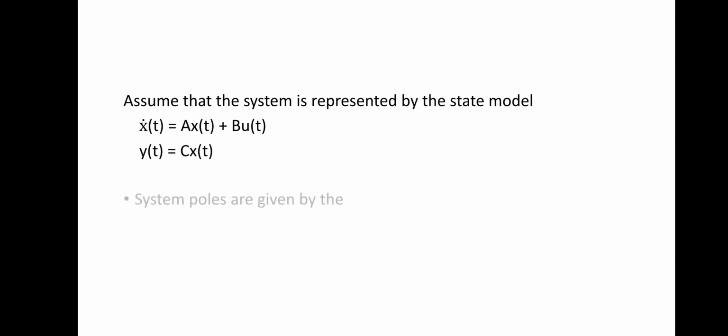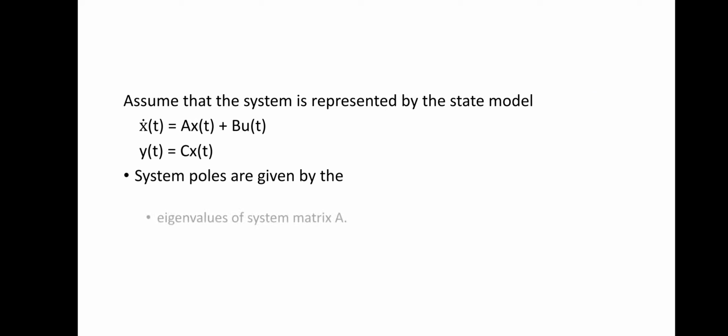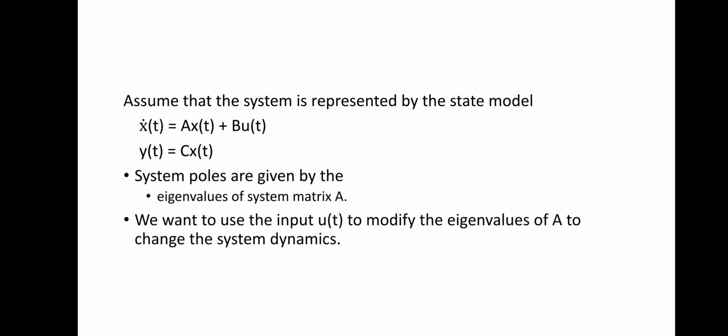Assume that the system is represented by the following state model: x dot of t is equal to A x of t plus B u of t, y of t equal to C x of t. System poles are given by the eigenvalues of the system matrix A, that we already know. Now we want to use the input u of t to modify the eigenvalues of A to change the system dynamics.